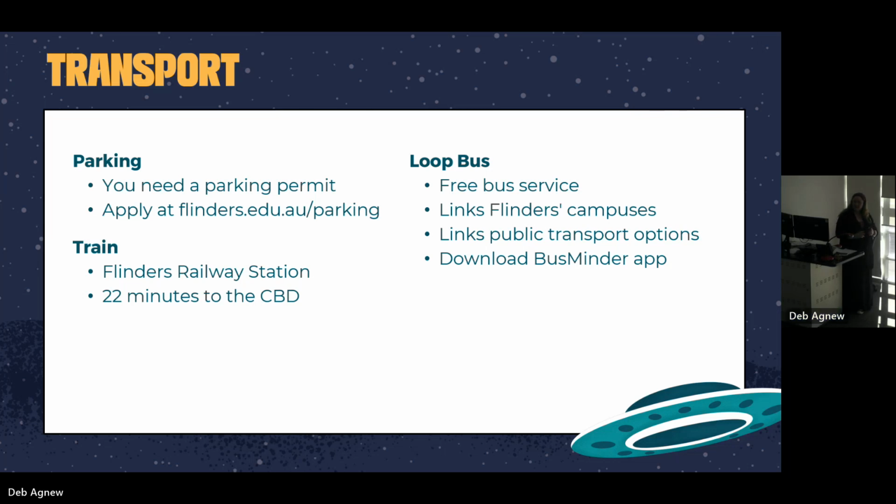There's a loop bus that goes from here to Sturt. It goes over to our Tonsley campus as well. There's another one that goes to our train. So if you're wanting to come in or come out from the city or go into the city, we have a train station here as well, and you can get from this campus to the train via the loop bus if you would like. So there's some options, but yeah, just be mindful of the parking one.